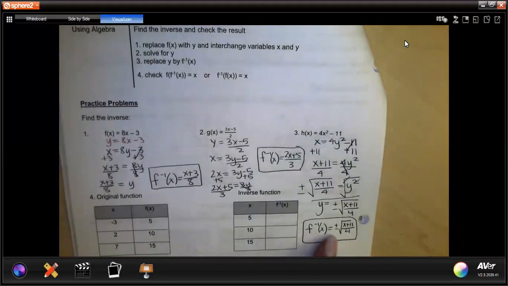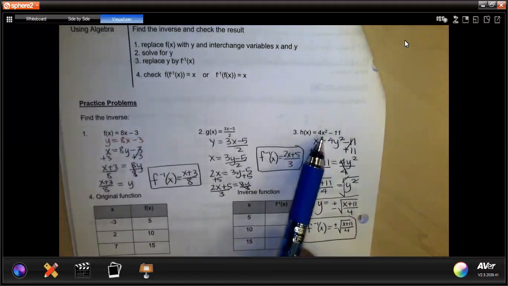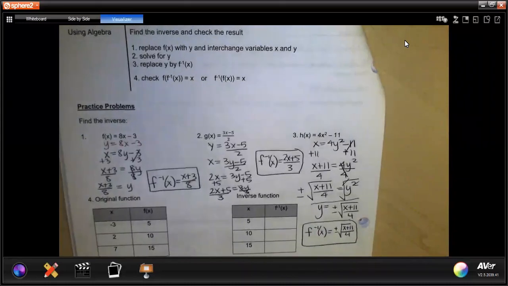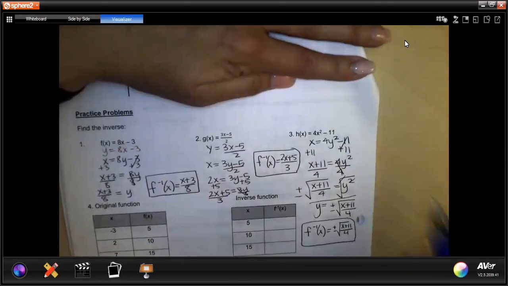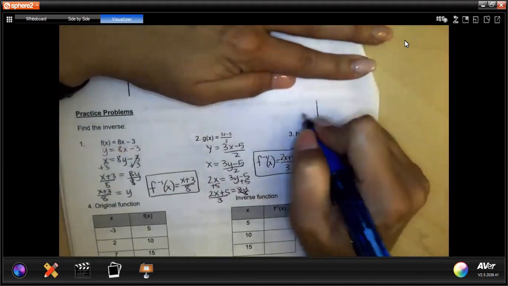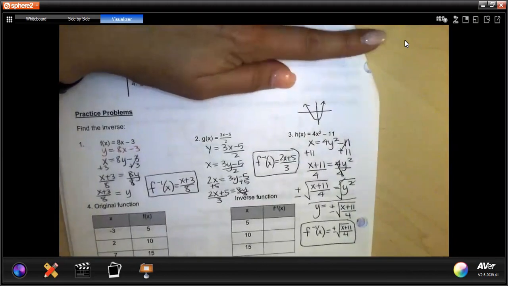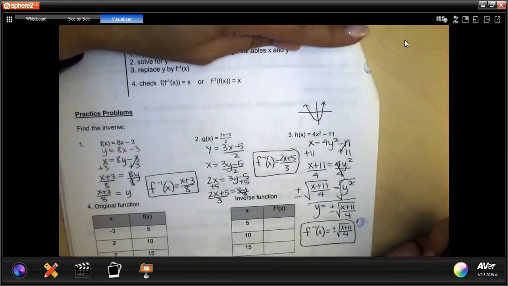In most cases, they're going to restrict the domain on the quadratic so that it does give you a function, because this right here is not a function with the plus or minus. Plus or minus the square root of x plus 11 over 4 would fail the vertical line test, as a quadratic would fail the horizontal line test. So this isn't a function. In order to make it a function, we limit our domain. If you think about 4x squared minus 11, it would look like this. This fails the horizontal line test, so its inverse is not a function.